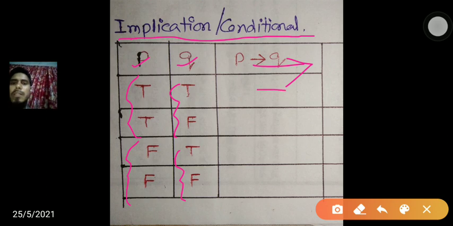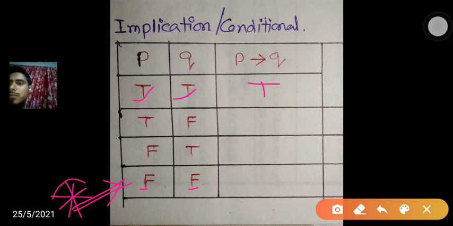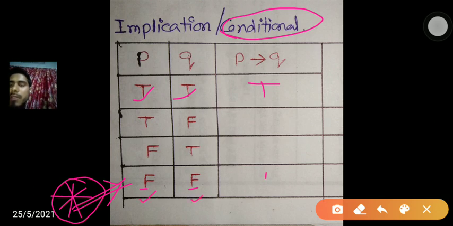Now listen to me. When both statements are true, of course it will become true. And when both statements are false, this point you have to remember, many students make a mistake here. This star mark. Many students directly write false here. But in a conditional statement, if the P statement is false and the Q statement is false, then P conditional Q will become true. This one you remember.